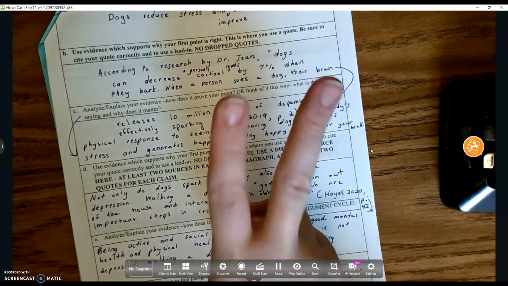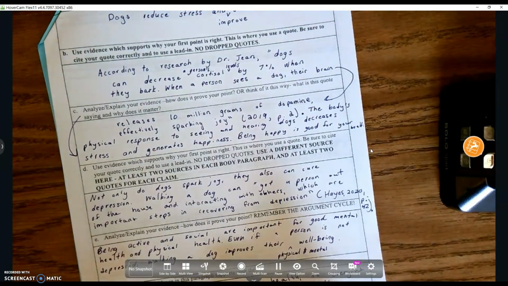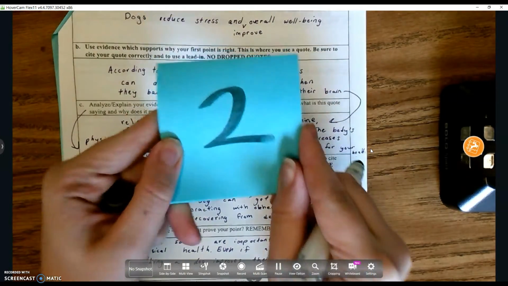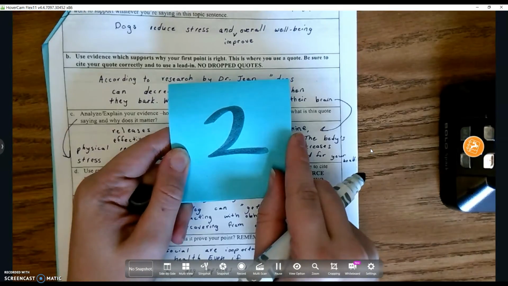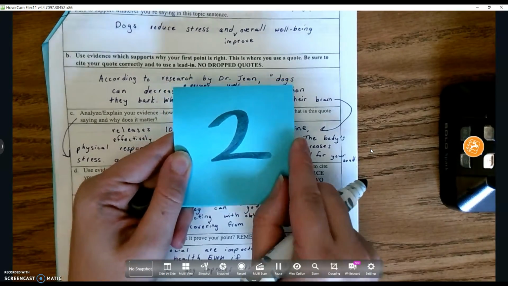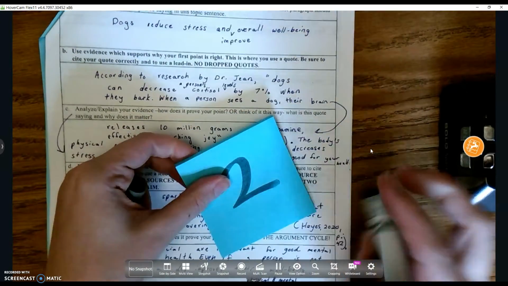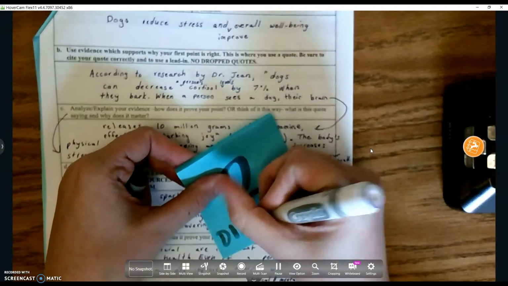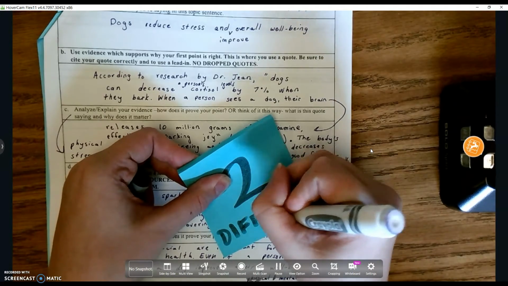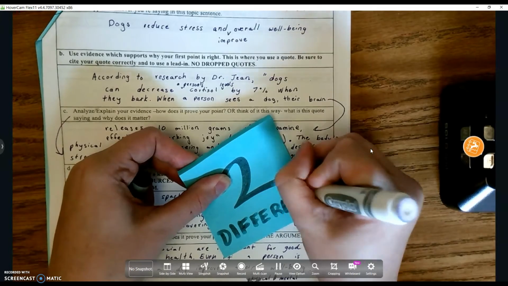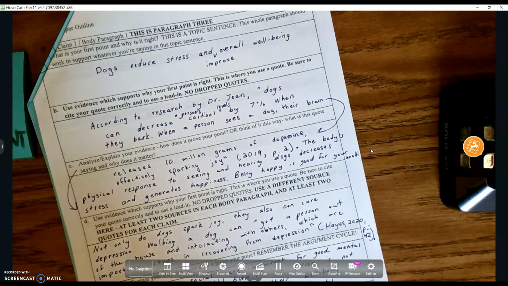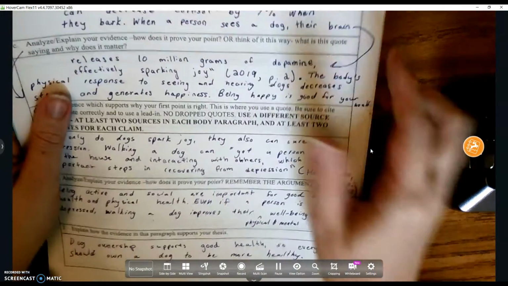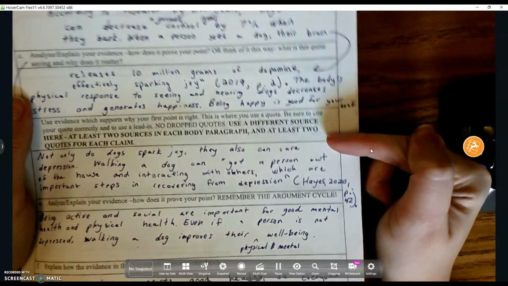You need 2 quotes from 2 different sources. Got it? Very serious about this. You must have 2 quotes from 2 different sources. I think I spelled different wrong, but I'm trying to talk and write, and that's difficult. Okay, from 2 different sources. I also have that in all caps right here.